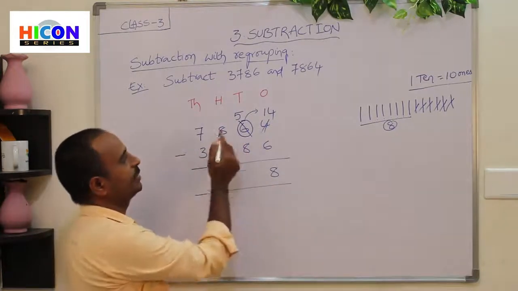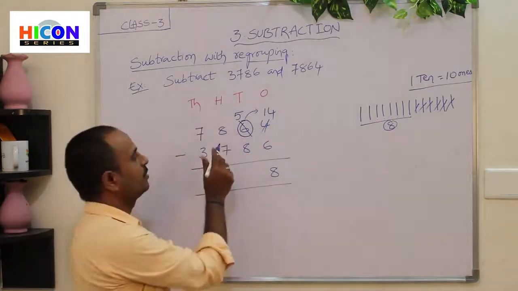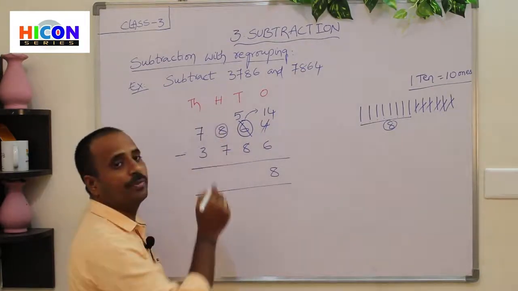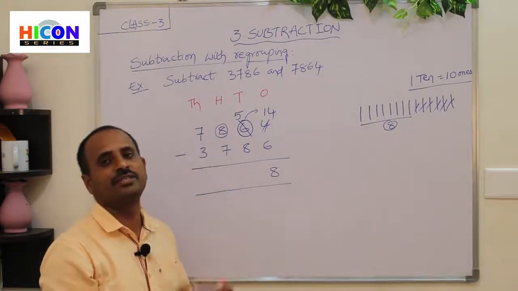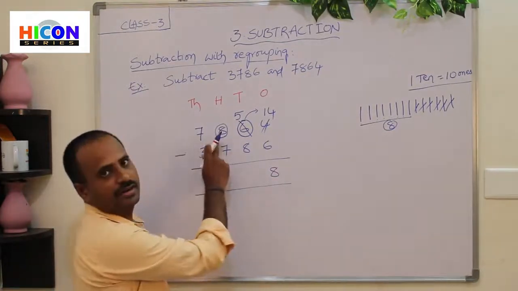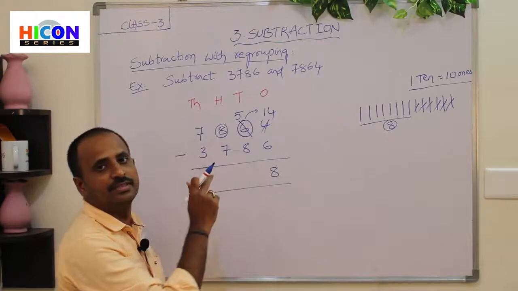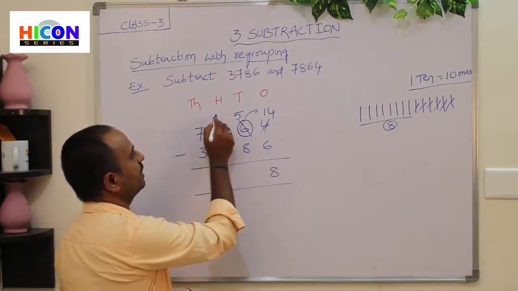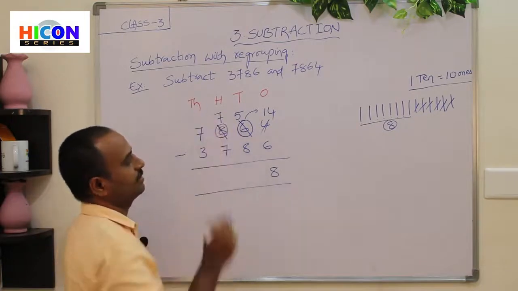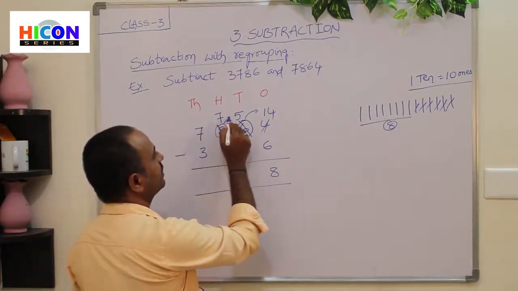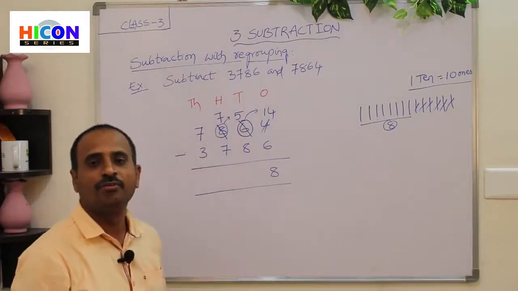So what is its next place? Hundreds place. So what is the digit present in hundreds place? 8. That means how many hundreds are there? 8 hundreds are there. So now borrow 100 from 8 hundreds. So if 100 is borrowed, then how many hundreds will be there? There will be 7 hundreds. So write 7 here.